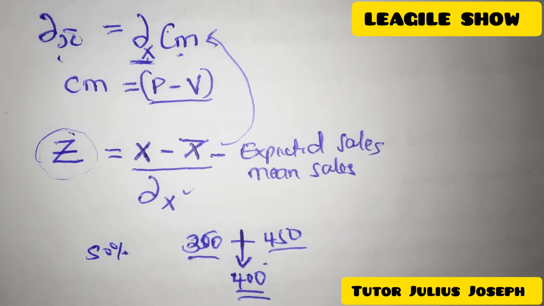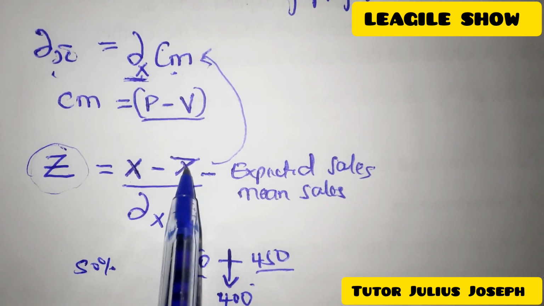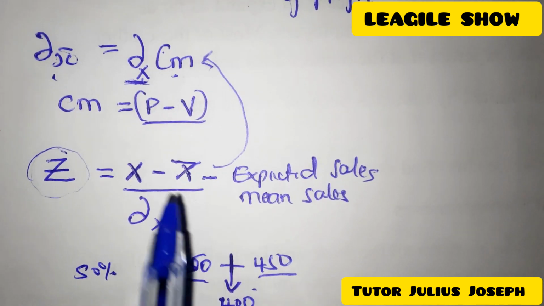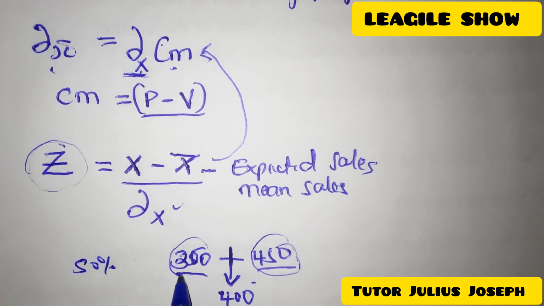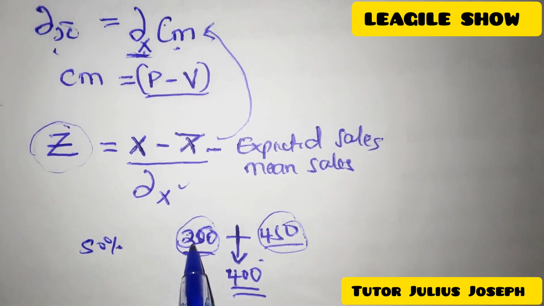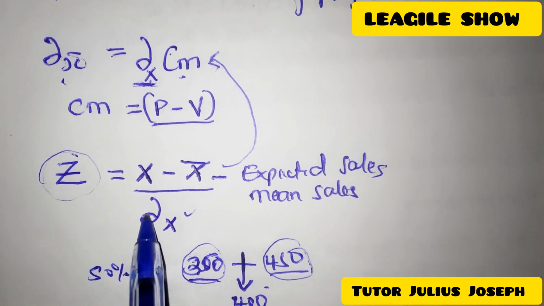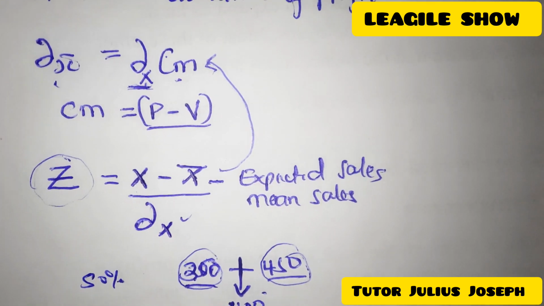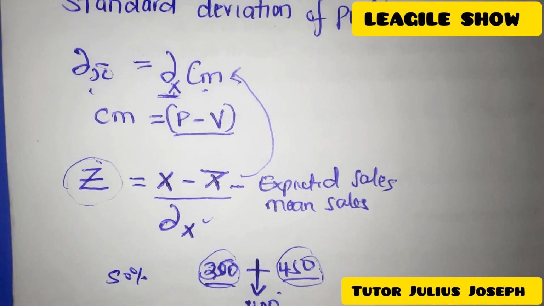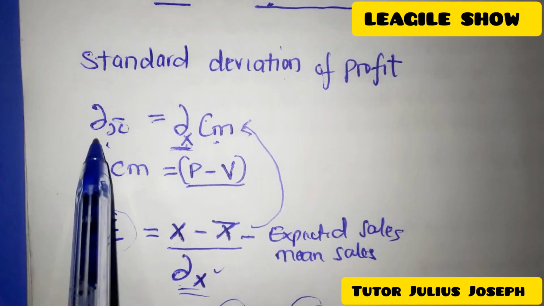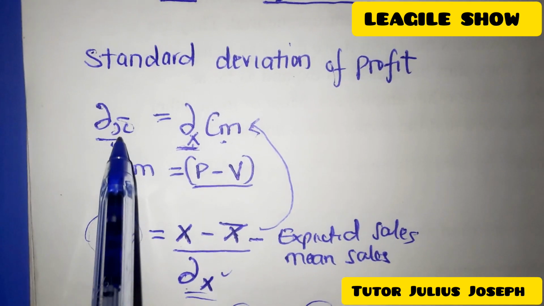400 now will become our X bar, but X can be 450 or it can be 350. Then using those values, you can find the value of standard deviation of sales and use the same formula now to find the standard deviation of the profit.